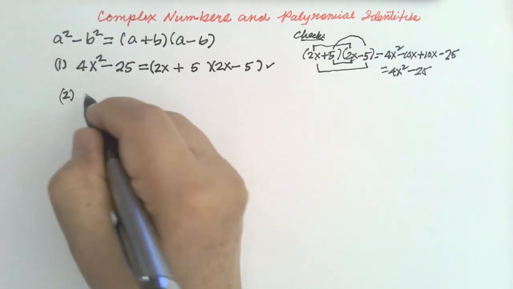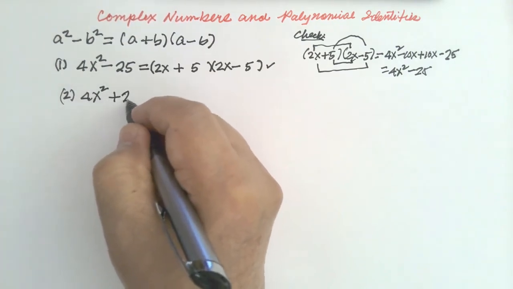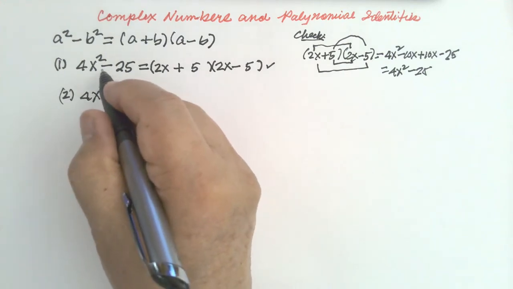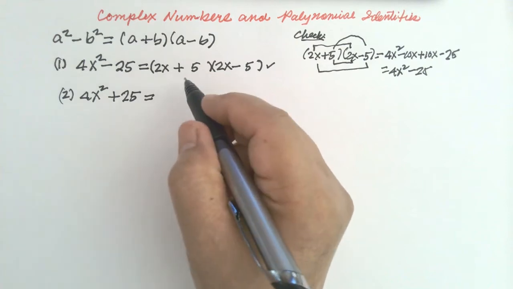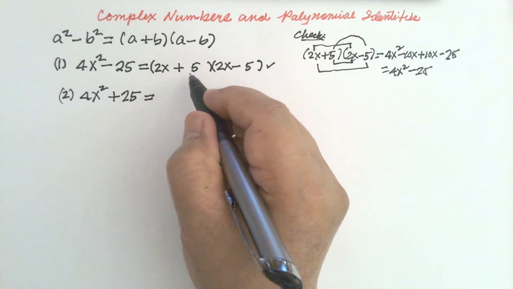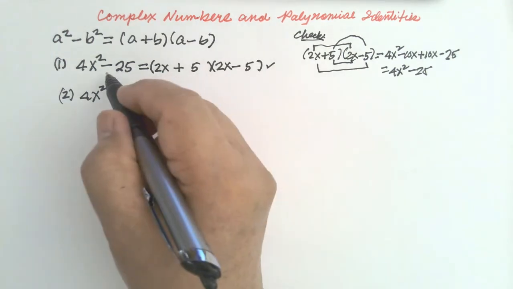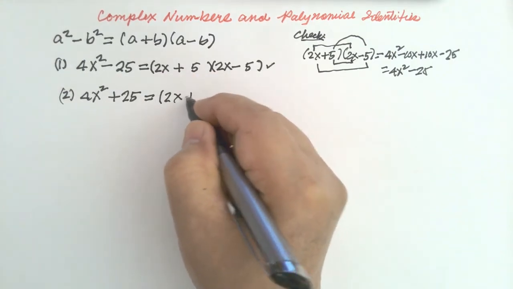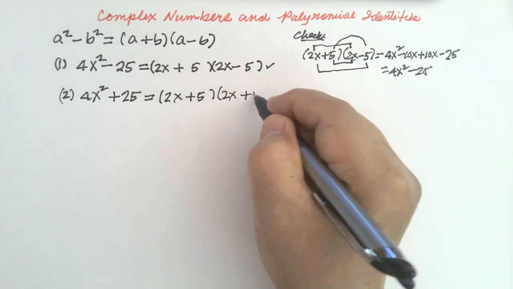Suppose we have 4x squared plus 25. So it is plus here instead of minus. How are we going to do this? Of course, this is not equal to 2x plus 5 times 2x minus 5, because when you multiply this, you get this one. So let us try 2x plus 5 and 2x plus 5.